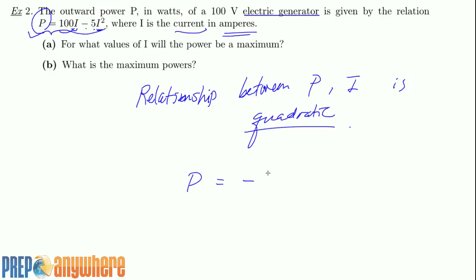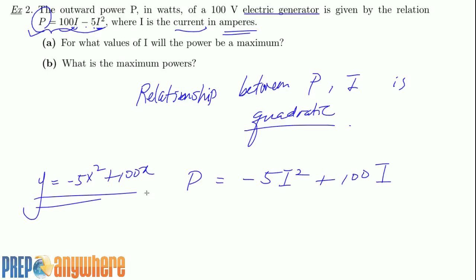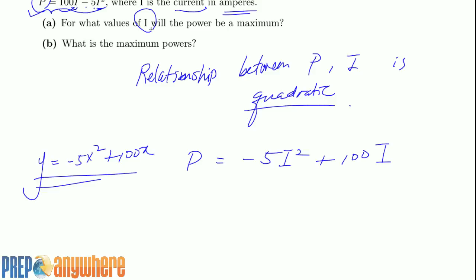In fact, let me write it like this: minus 5I squared plus 100I. This looks like this. So then we can solve it like we will solve this equation. Now it says, for what value of I will the power be maximum? Now this one right here, does this have a max or minimum? It's maximum. So this will also have a maximum.